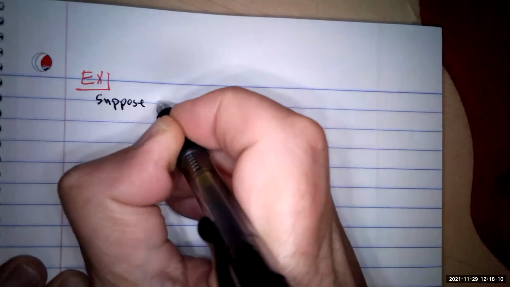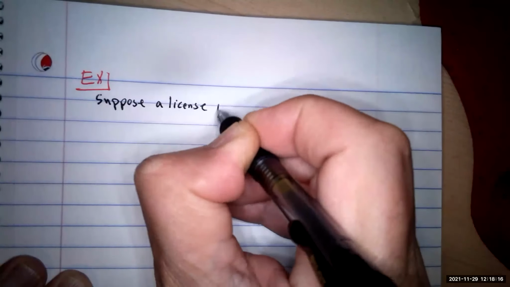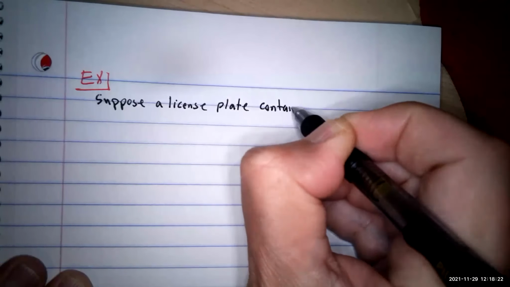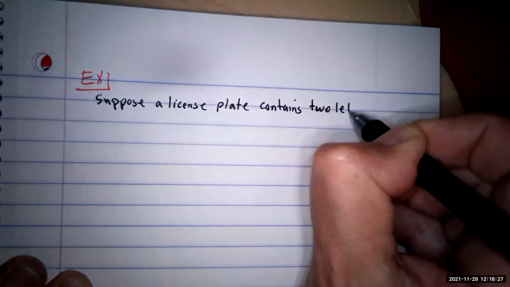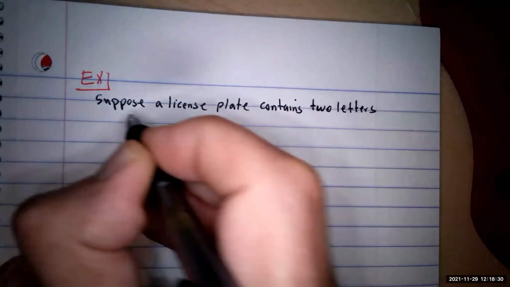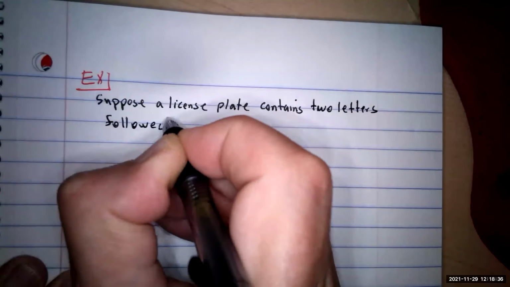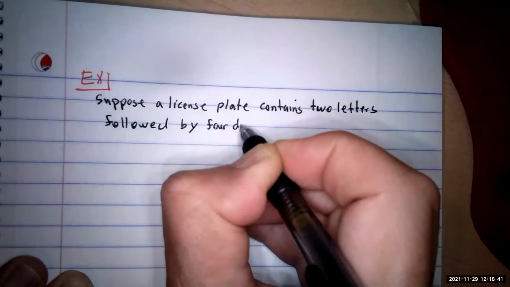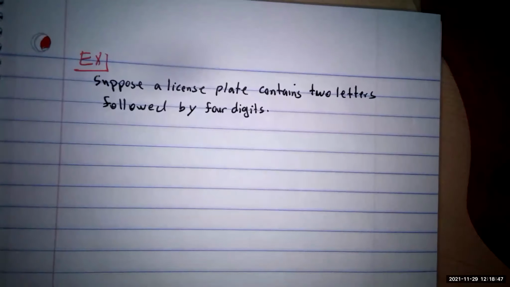Suppose a license plate for different states. A license plate contains 2 letters followed by 4 digits. Okay, so 2 letters, 4 digits. That's going to be the one.